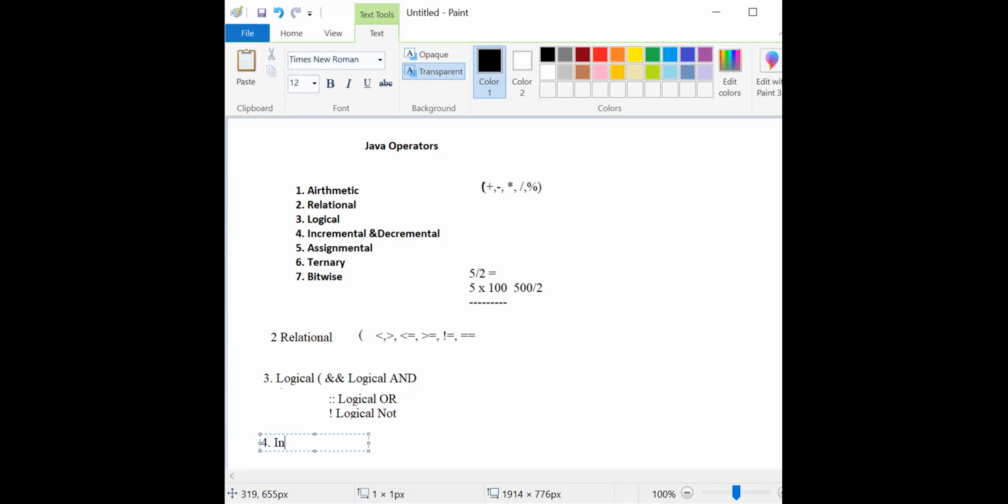incremental operators. Two types of incremental operators are there, the incremental and the decremental. And each incremental also can have two types of operators. What is that? For example, here one is the incremental operator.